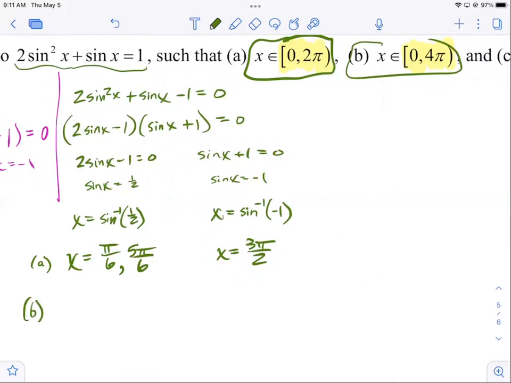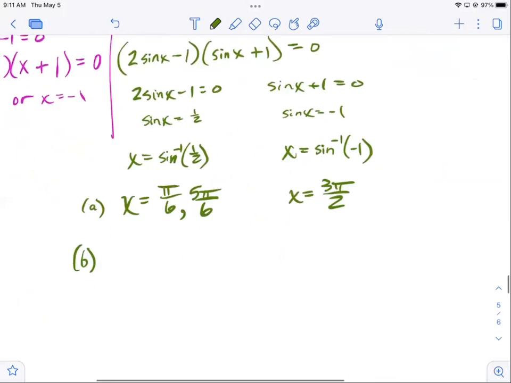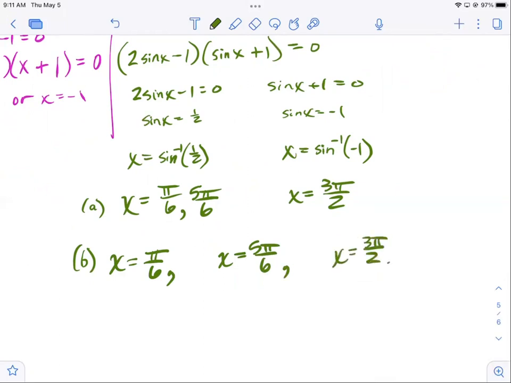All right, so now we can answer part B. What are the solutions between 0 and 4 pi? Well, 0 and 4 pi covers all of the rotational angles from 0 to 2 pi. We just have to go one more rotation. So here's what it's going to be. From 0 to 4 pi, it's going to be x equals pi 6. And its coterminal buddy, one rotation away, x equals 5 pi 6. And its coterminal buddy, one rotation away, and x equals 3 pi halves, and its coterminal buddy, one rotation away.